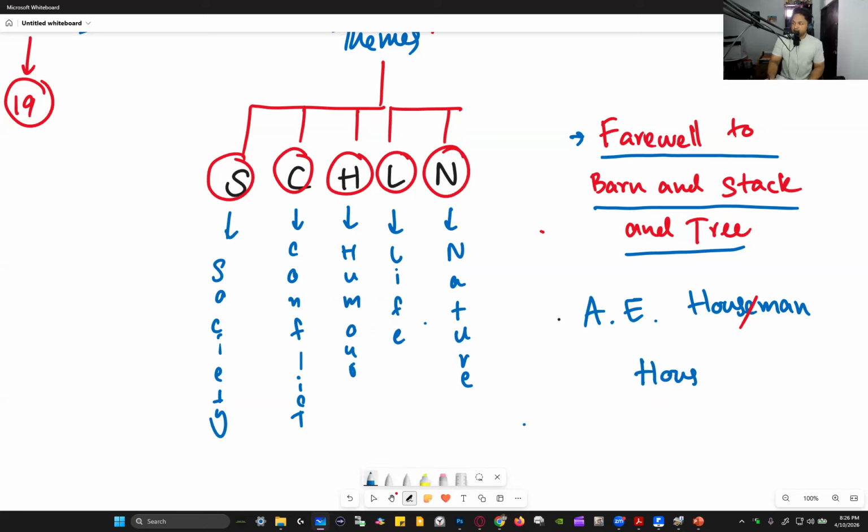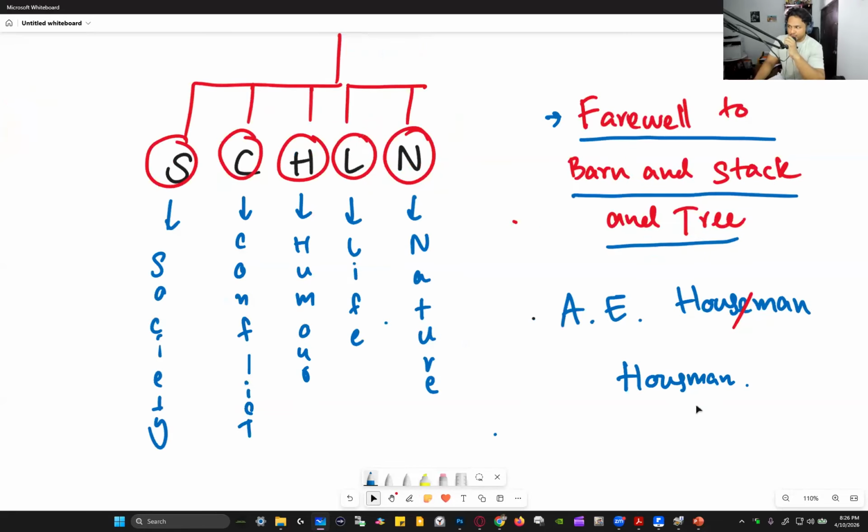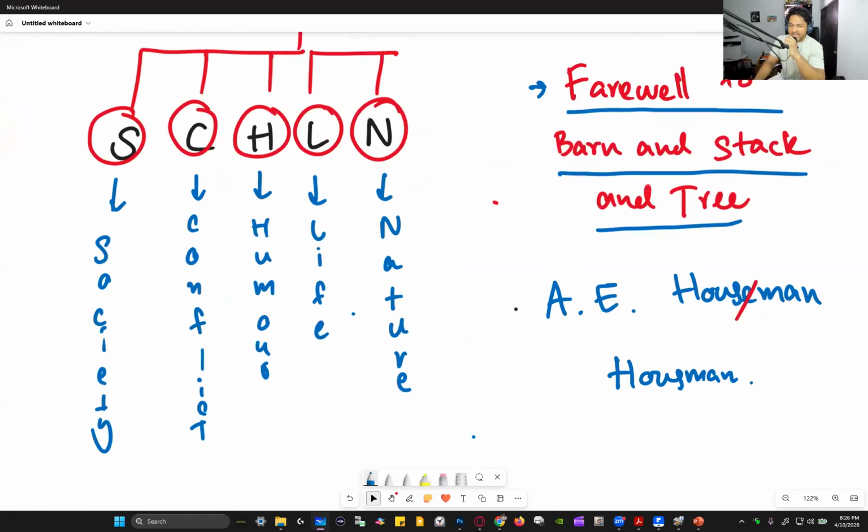What happened is, when A.E. Housman is one of my students, I'll tell you how he became a Muslim. So how do you spell his name, with the E or without the E? A.E. Housman's name is spelled without the E.